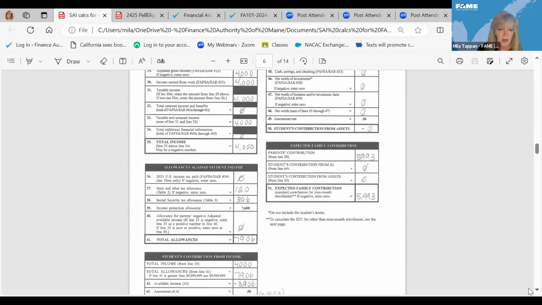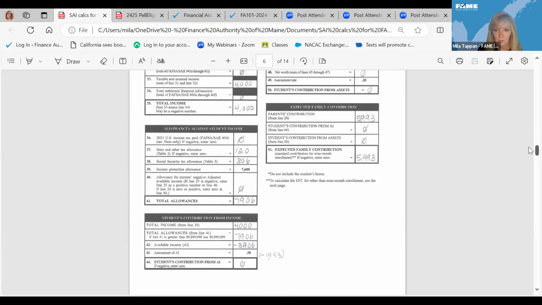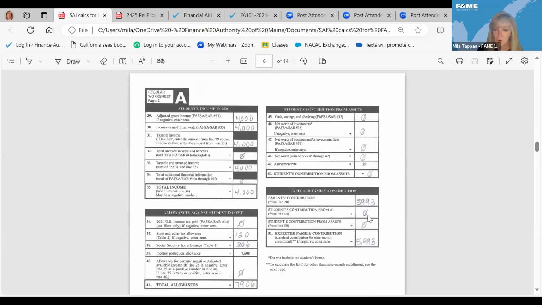On the student side, again, very similar. You'll notice last year the income protection allowance was only $7,600. So again, it's up over $11,000 now. So students can work a lot more and not have that impact their financial aid eligibility. And then, of course, last year there was no negative. So the lowest a student's contribution from income could be was 0. There was no scenario under which the total EFC ended up being less than the parent EFC.